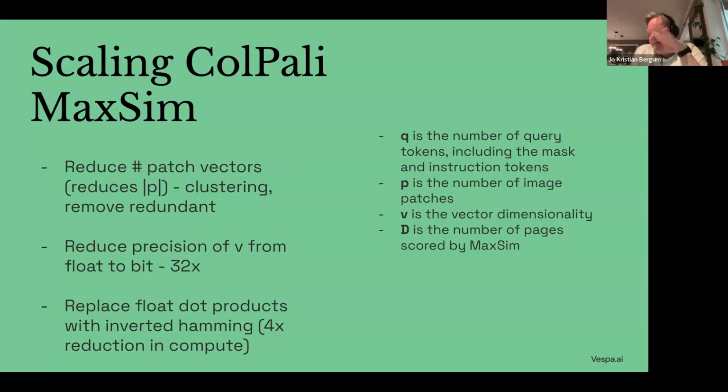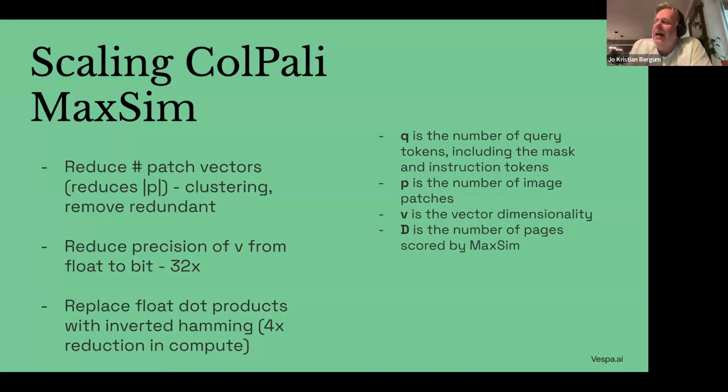You can also reduce the precision of the vector. In the normal way, you have a lot of float values, 4 bytes per value. You can reduce this, and that reduces storage. For instance, you can use a bit even. Instead of a full float, you can use a bit. That gives you a 32x reduction in the memory or storage footprint.